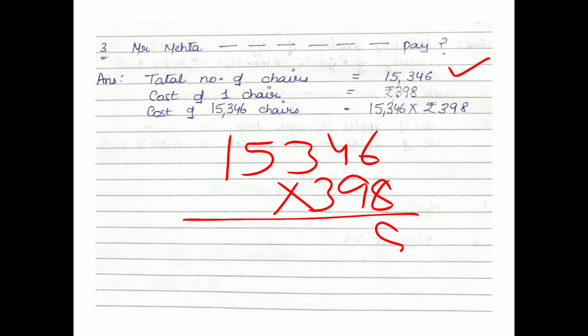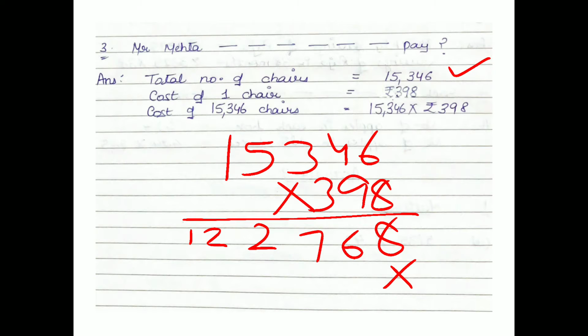8 6s are 48. 8 4s are 32, 32 plus 4 is 36. 8 3s are 24, 24 plus 3 is 27. 8 5s are 40, 40 plus 2 is 42. 8 1s are 8, 8 plus 4 is 12. Now we move to the next number.